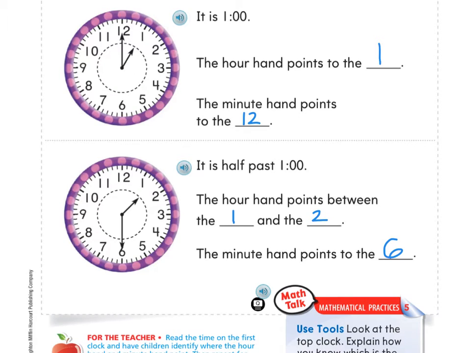Okay, so it's going to be like this whenever you have time that's on the hour or half hour. So if time is on the hour, like 1 o'clock, your minute hand will always be pointing straight up to the 12. If it's half past, like down here, the hour hand would have moved halfway between the 1 and the 2, and your minute hand would have moved halfway around the clock. So it will always be pointing straight down to the 6.